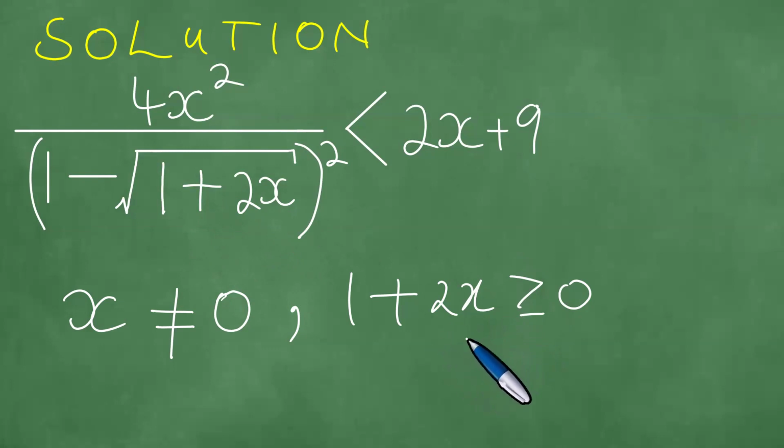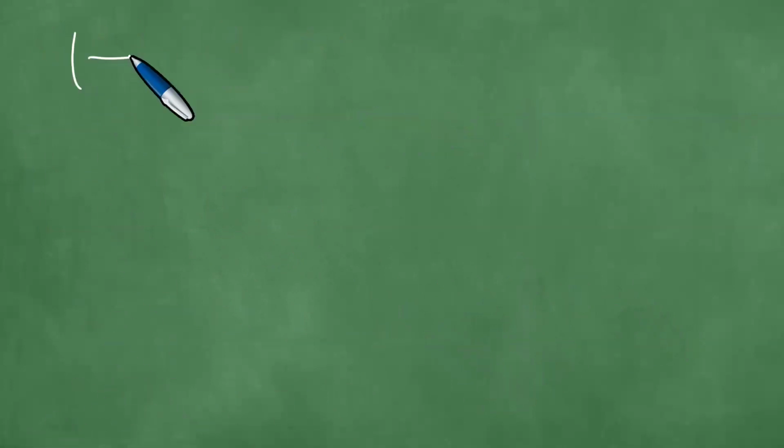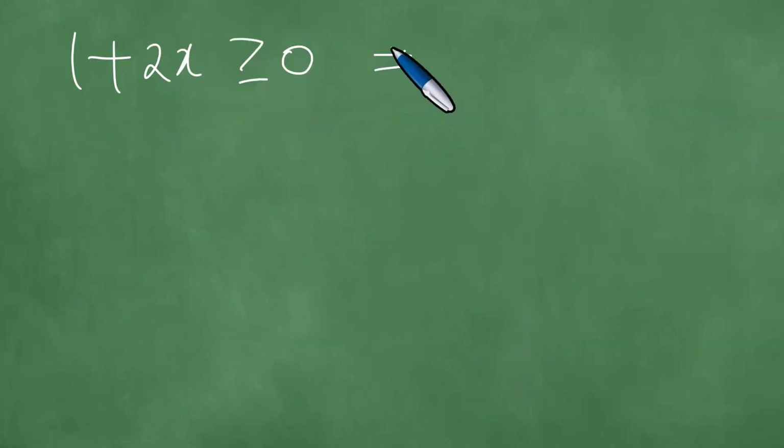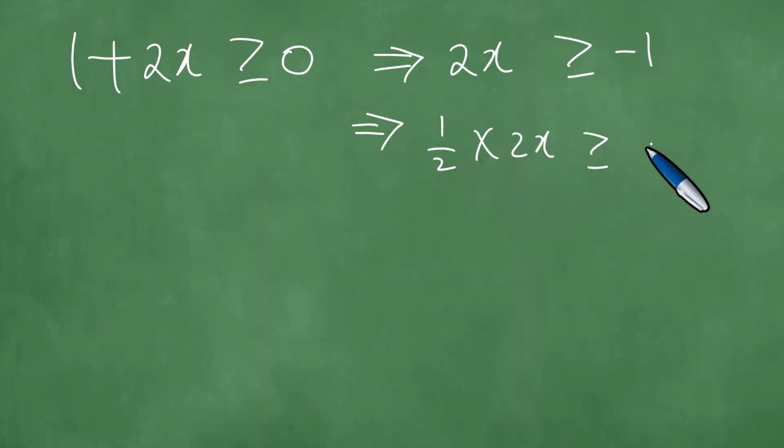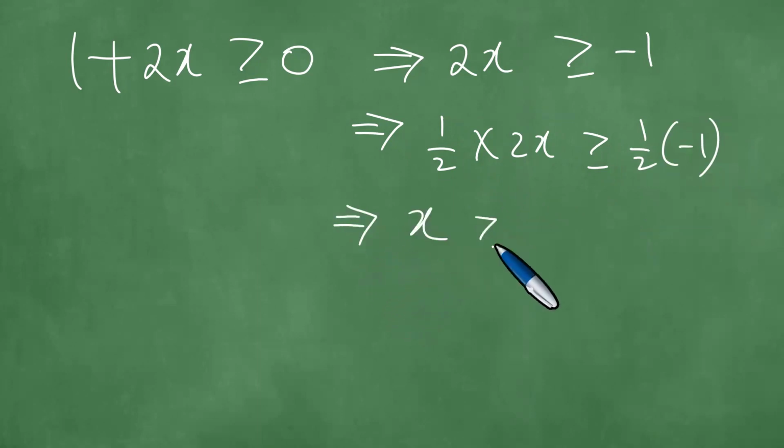So what does this mean? If 1 plus 2x is greater or equal to 0, this means that 2x is greater or equal to minus 1. And how do we solve this? We multiply the left by 1/2, and whatever we do on the left must be done on the right, because this is an inequality. This means therefore x is greater or equal to minus 1/2.